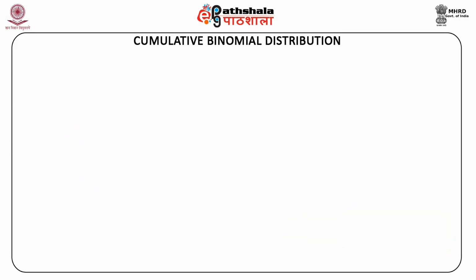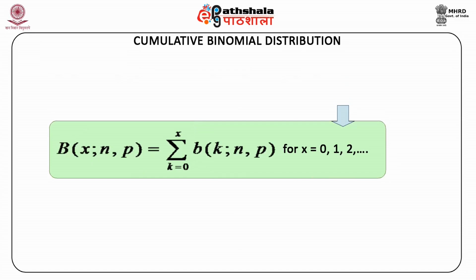Next, we have the cumulative binomial distribution. The cumulative binomial distribution is more helpful when we are interested in a range of values rather than a single specific number. The cumulative binomial distribution is in the form of capital B of x, n, p is equal to the sum over k varying from 0 to x of b(k, n, p), for x is equal to 0, 1, 2, up to n.